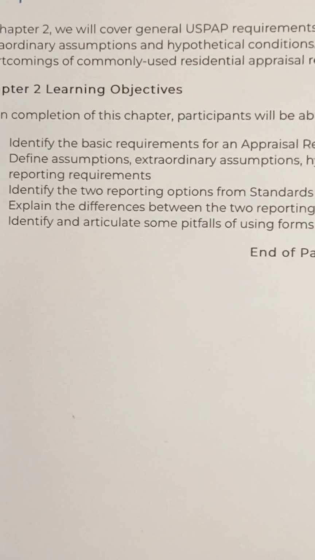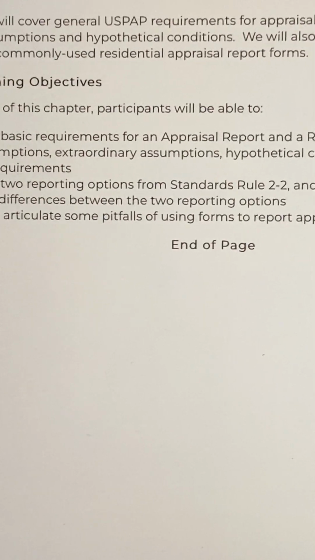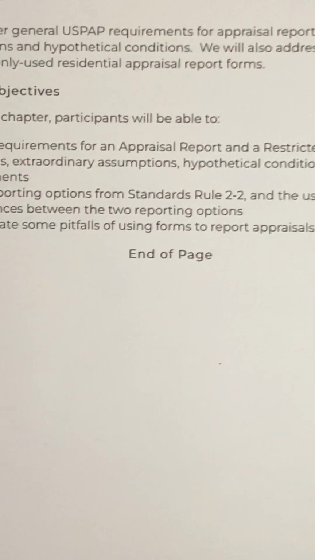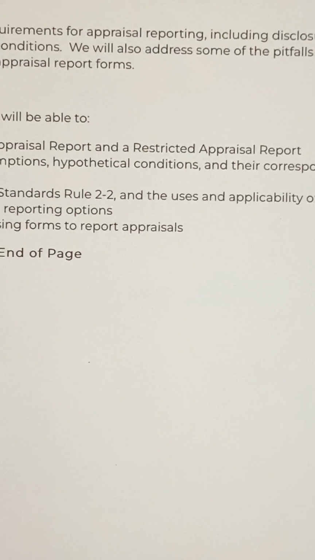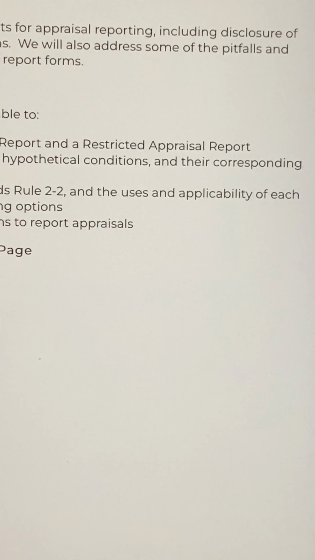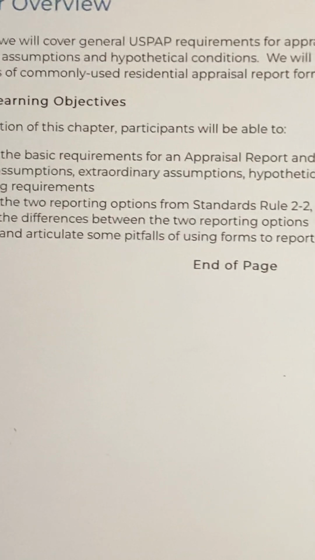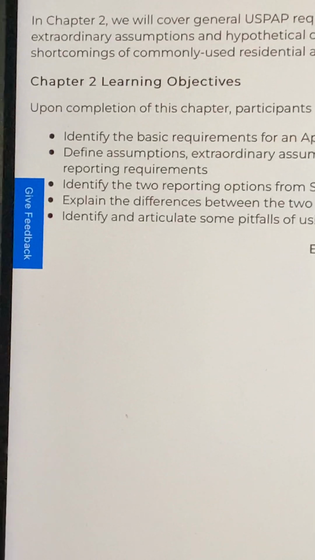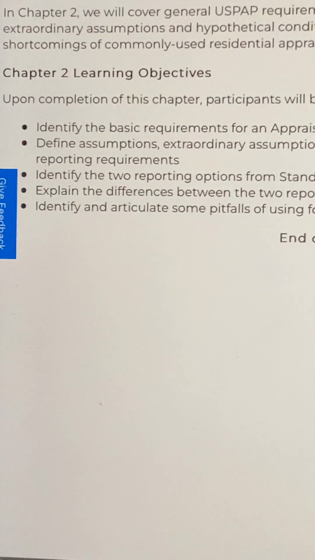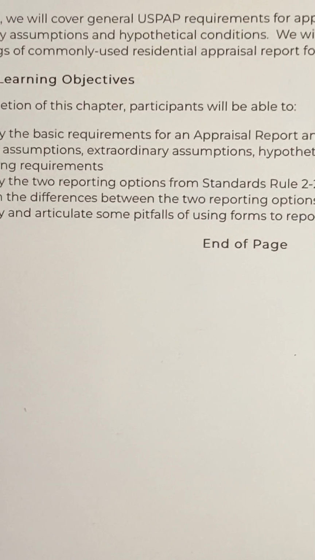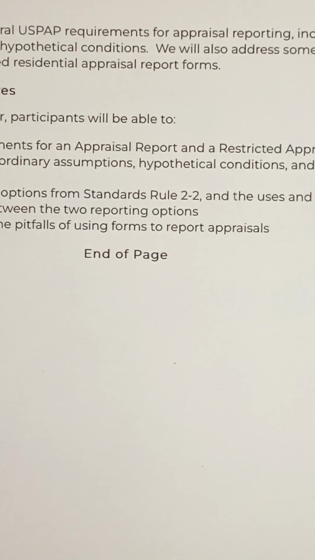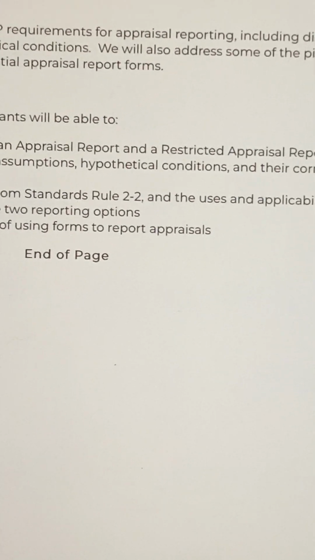Identify the two reporting options from Standards Rule 2-2 and the uses and applicability of each. Explain the differences between the two reporting options. Identify and articulate some pitfalls of using forms to report appraisals. End of page.